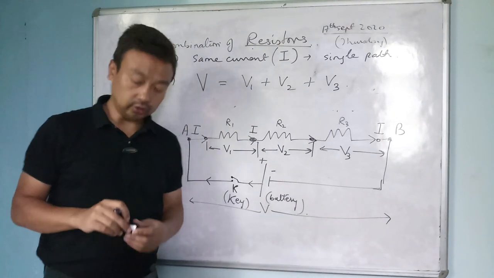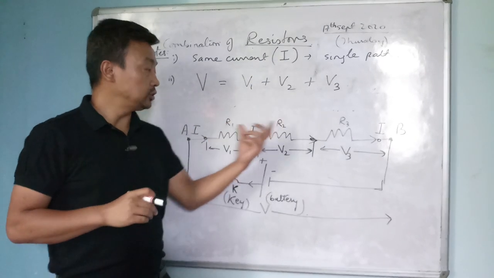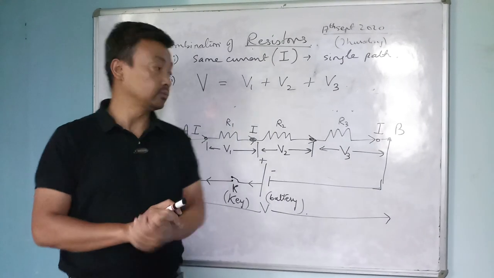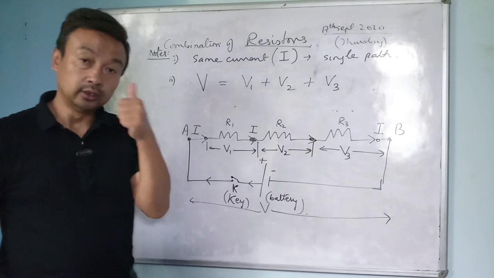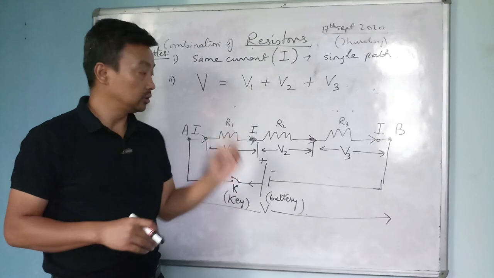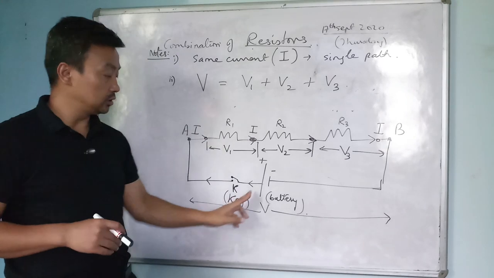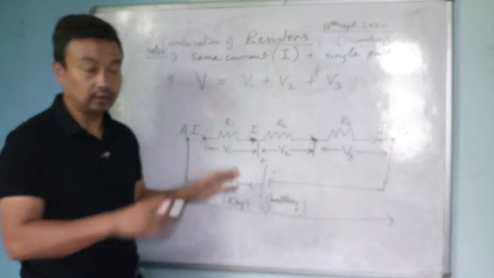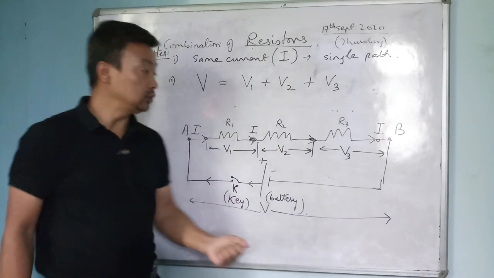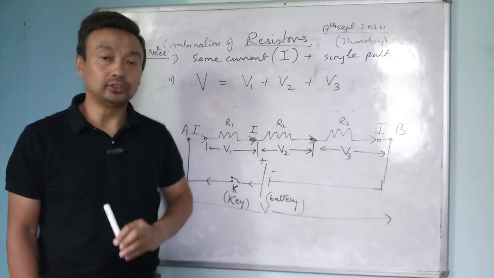So in the series combination, the key points that you have to keep in mind: first, the resistors are connected or joined one after the other, like the bogies of a train in a straight line. Second point, the same current flows through each resistor. And third point, V is the potential difference of this cell or the entire circuit, and that potential difference will be equal to the sum of the potential differences of the individual resistances.